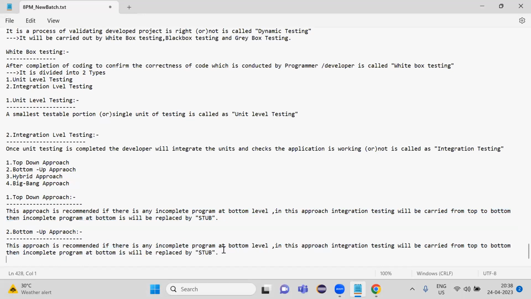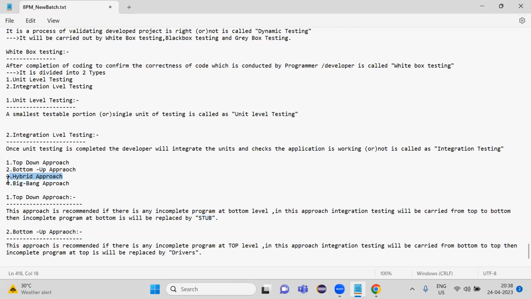This approach is recommended if there is any incomplete program at the top level. In this approach, integration testing will be carried from bottom to top. Then the incomplete program at the top level is replaced using drivers. At the bottom level, to replace we use a stub.